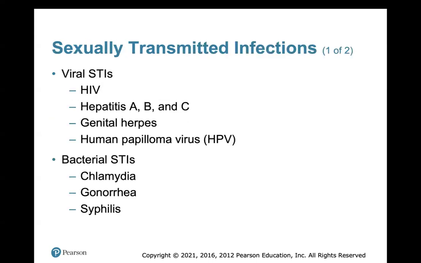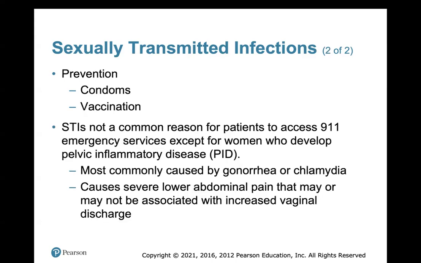Sexually transmitted infections: you have your HIV, hepatitis A, B, and C, genital herpes, HPV, and bacterial ones like chlamydia, gonorrhea, and syphilis. For prevention of sexually transmitted infections, you just have condoms and vaccination for some of them.